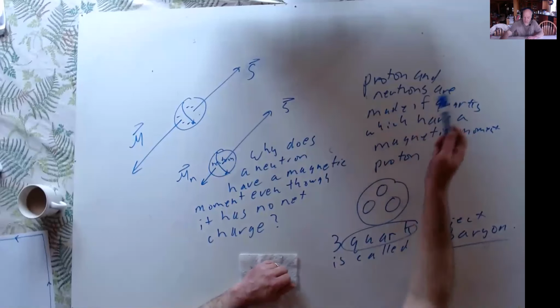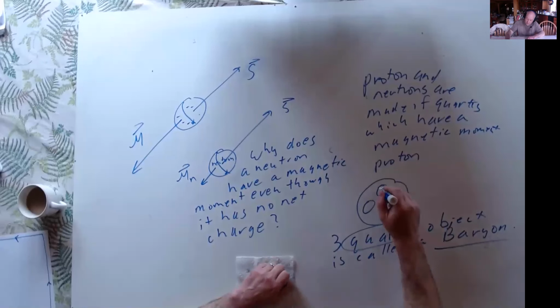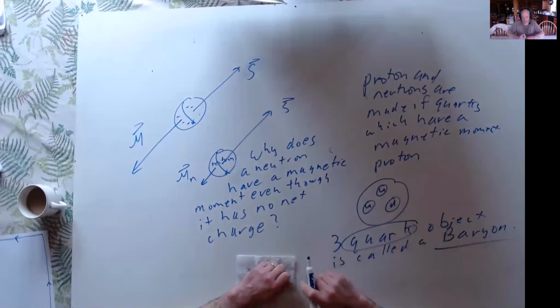Okay, so the fact that these protons are made up of 3 quarks here gives rise to the magnetic moment. And this one here is made up of an up and down quark. Okay?